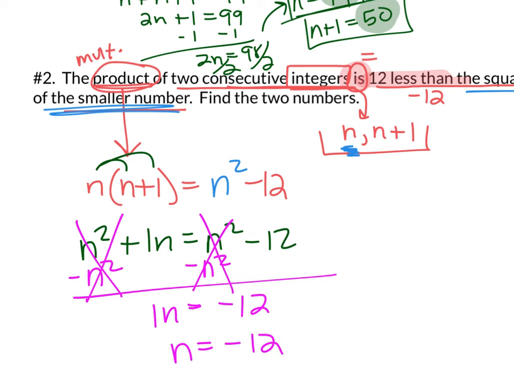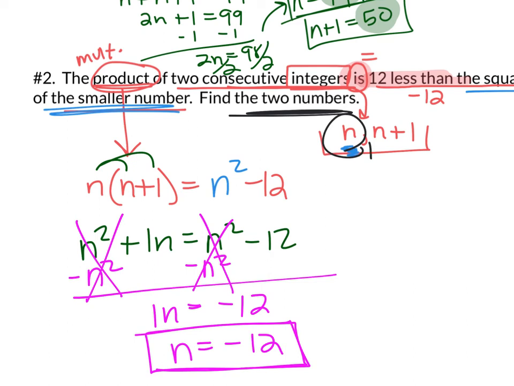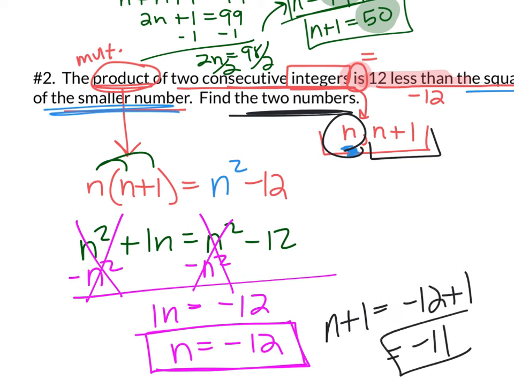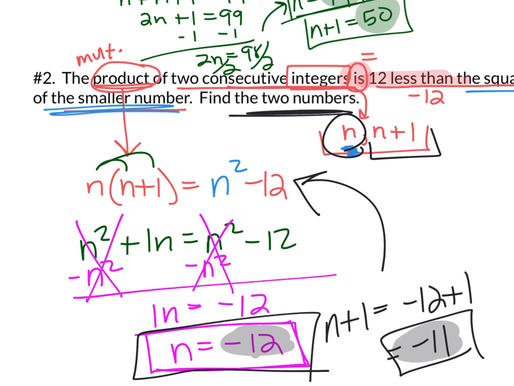That is an okay number because we know they're integers, so they could be positive or negative. Remember though, we need two numbers, so we just found n, and now n plus 1 would be negative 12 plus 1, which is negative 11. So our two integers are negative 12 and negative 11. And of course, you can go back, substitute those numbers into your original equation, and make sure that you get equivalent values.